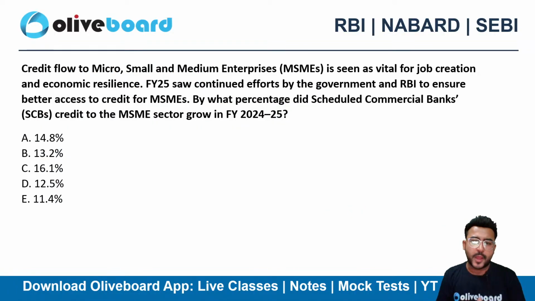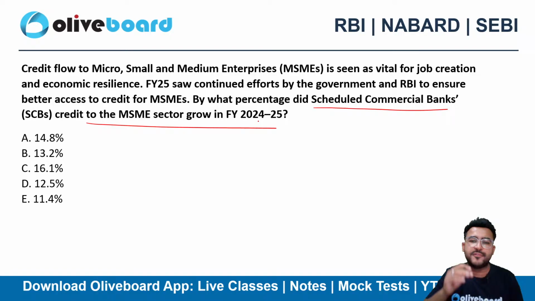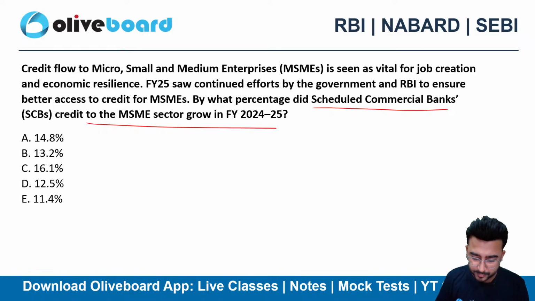Next, credit flow to MSMEs is seen as vital for job creation and economic resilience. Financial year 2025 saw continued efforts by the government and the RBI to ensure better access to credit for MSMEs. By what percentage did scheduled commercial banks' credit to the MSME sector grow in financial year 24-25 as per the annual report of RBI? Everyone in the comment section.